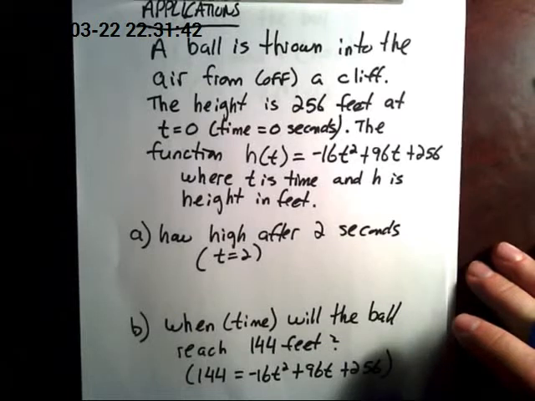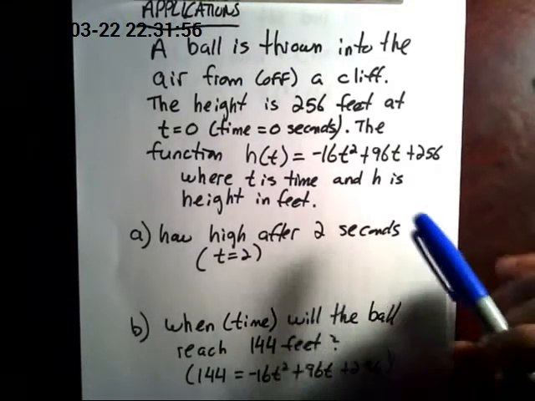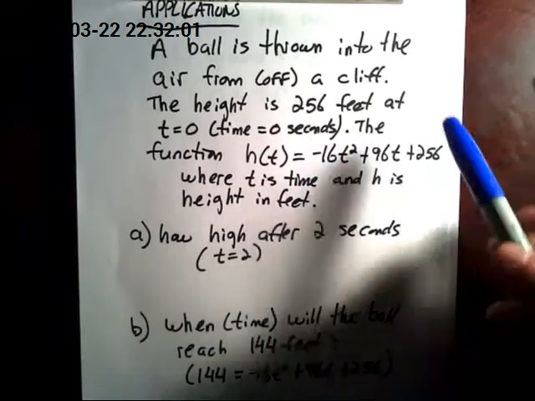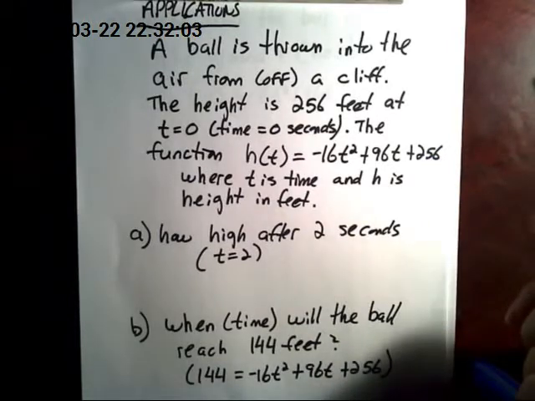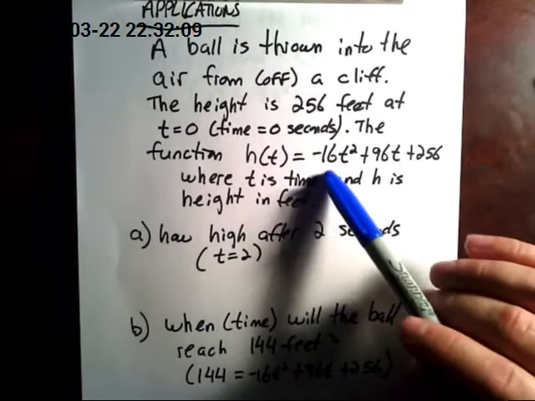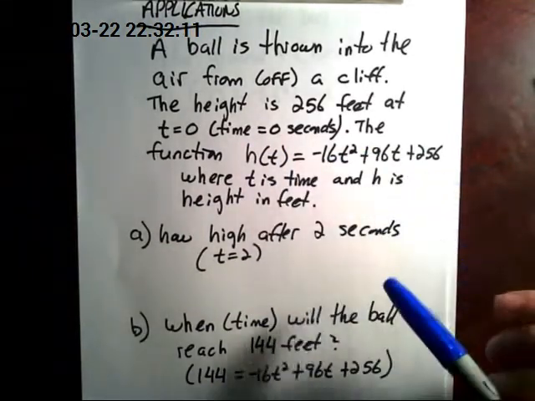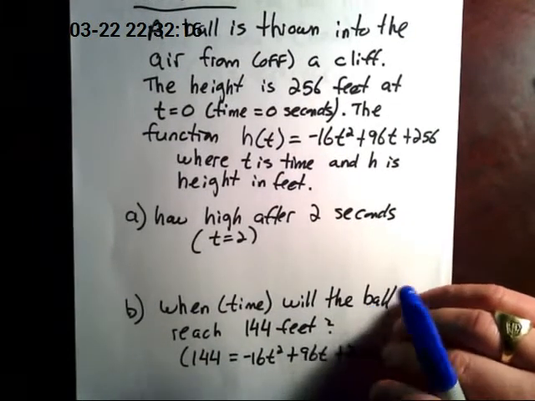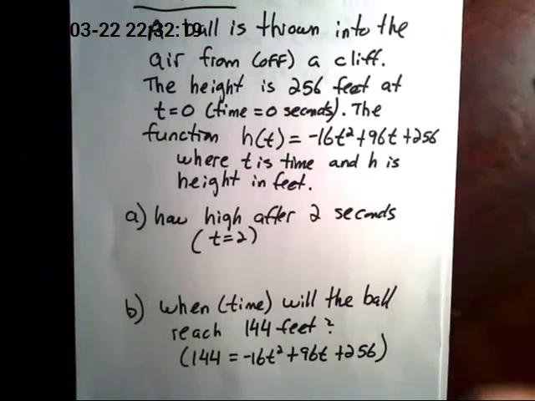You're standing on a cliff. You throw a ball into the air. The height of the cliff is 256 feet off the ground. So that's where you release the ball, right? You got velocity, you got this is gravity. This 256 is the initial height at time equals 0. This is the equation, where t is the time and h is the height in feet. So how high is the ball after 2 seconds?